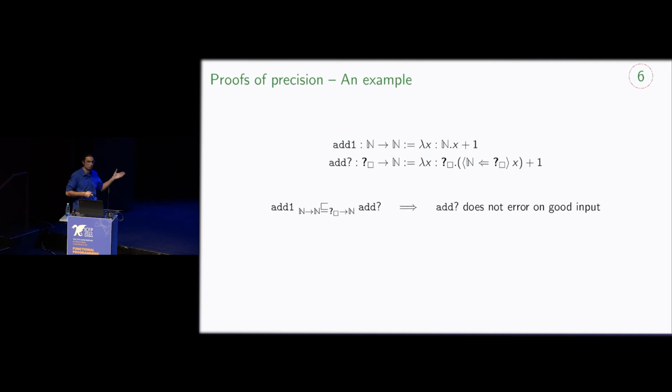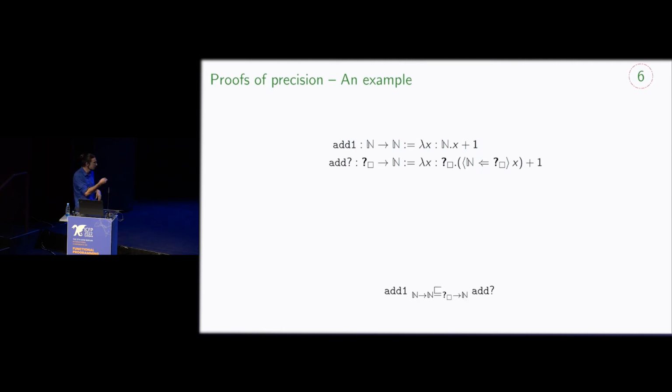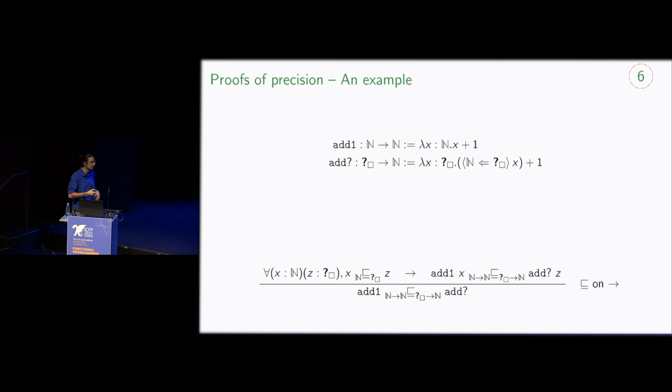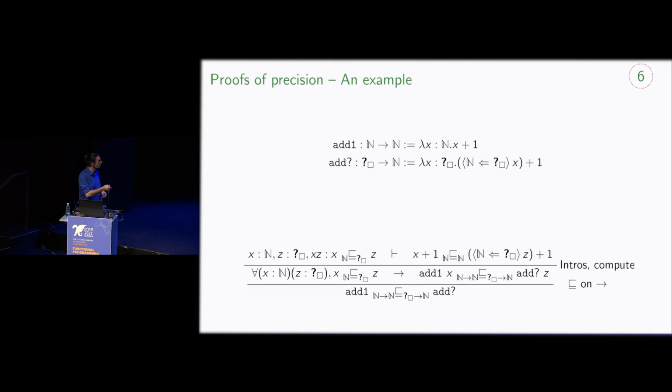And how do we do such a derivation? Well, we start from the judgment that we want to prove. Now we look at the precision at function types, and at function types, precision is actually extensional. It maps elements related by precision to elements related by precision. Now we will intro the argument in the context and do some computation to unfold the add 1 and add unknown. And we need to compare two applications of +1, of successor.